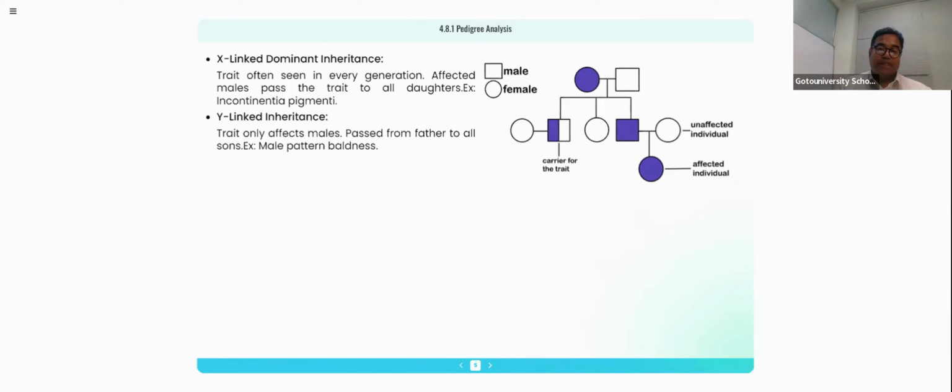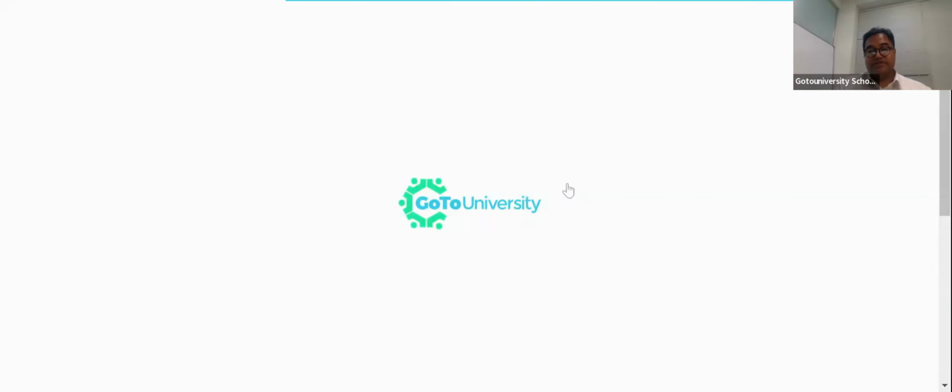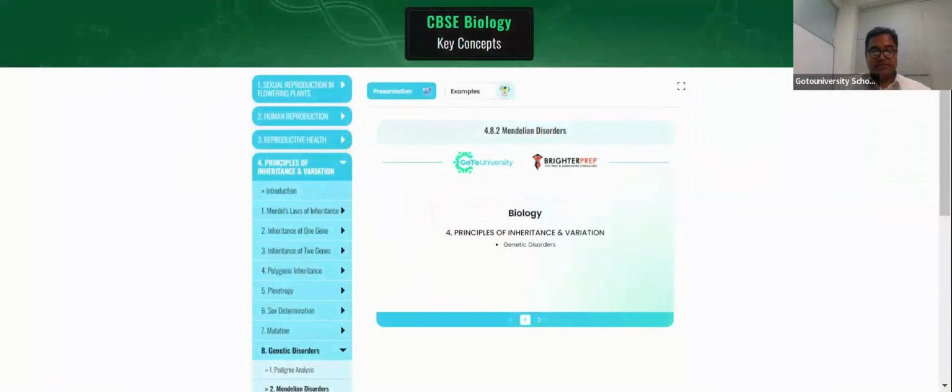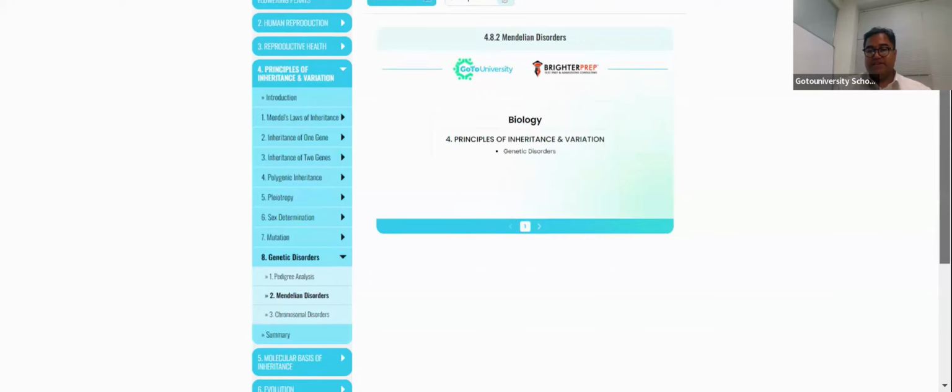Now, commonly you understand this pedigree, and now we are coming to Mendelian disorders. In the Mendelian disorders, we know very well Klinefelter syndrome, Turner syndrome. Like this, many varieties of syndromes are there. One by one, we'll discuss in detail. And genetic disorders, right?